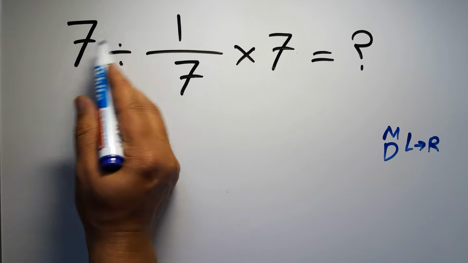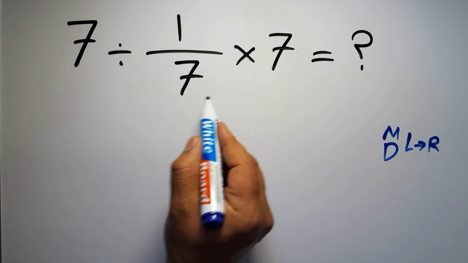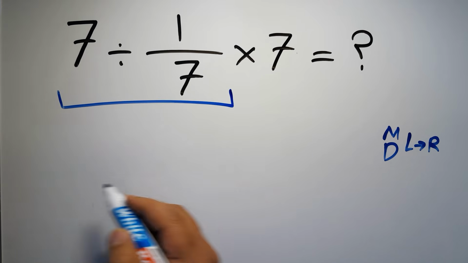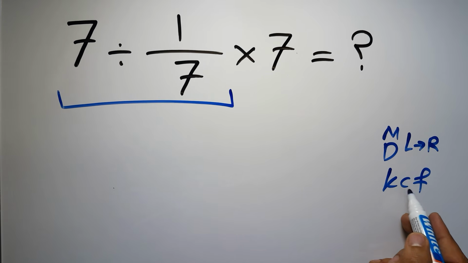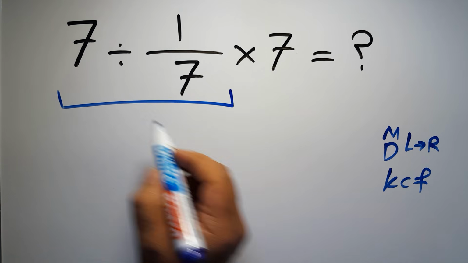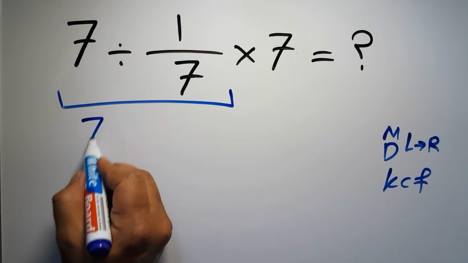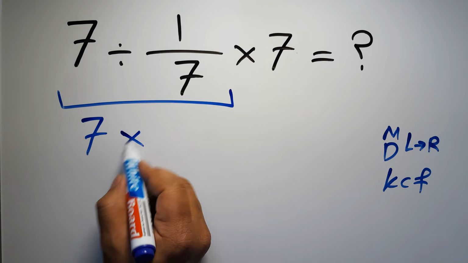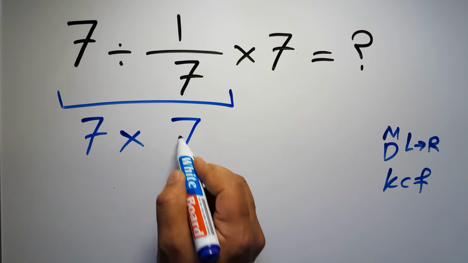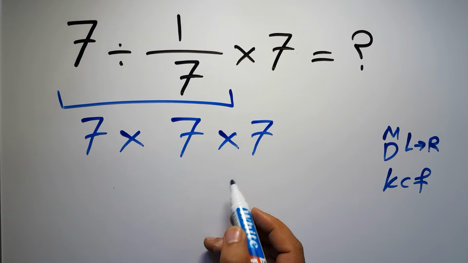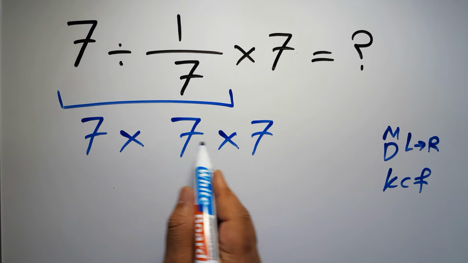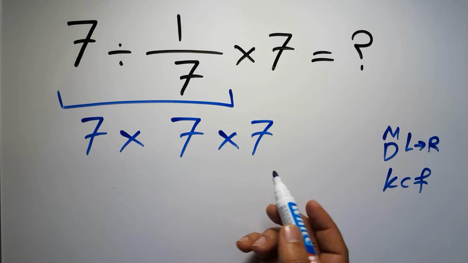So first we have to do this division, 7 divided by 1/7. According to the KCF rule, K stands for keep, C stands for change, and F stands for flip. We can write to keep the first fraction, change division to multiplication, and flip the second fraction. And here we have times 7. So 7 times 7 times 7.